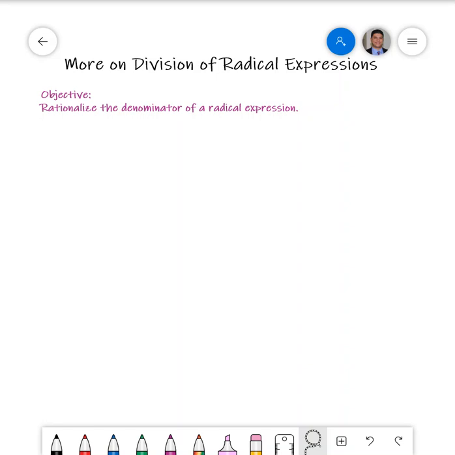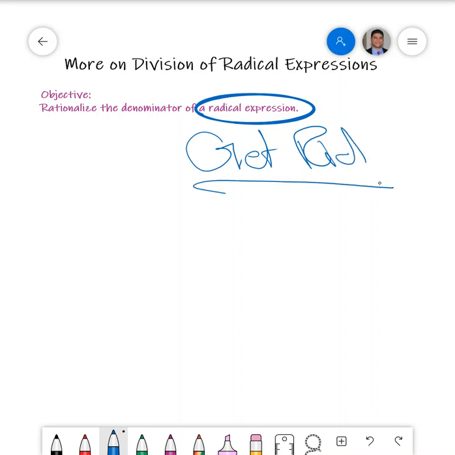In this video we'll learn to rationalize the denominator of a radical expression. When a radical expression appears in a denominator, it can be useful to find an equivalent expression without a radical in the denominator. That means we need to get rid of the radical expression from the denominator. This procedure is called rationalizing the denominator.